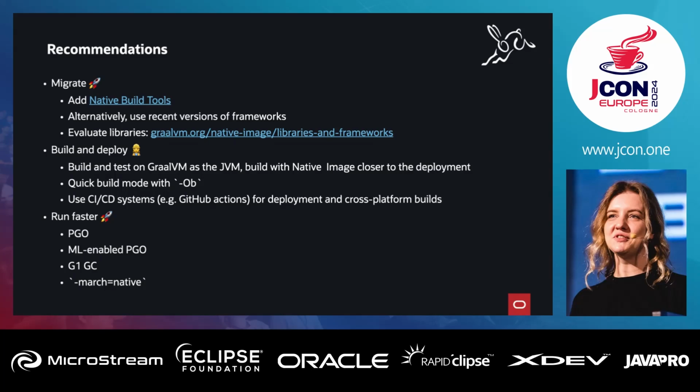Now, for deployment, keep building on the JVM and then compile to native image closer to deployment. You don't need to do it all the time. And I know that build times can be longer for bigger applications. So one thing that I can recommend there is this -Ob flag, and that is quick build mode. It will not be like 5 times faster, but it will be maybe 20% faster. And this is a development tool. Don't use it in production. But as you are still building your application, this is very helpful to have a faster build, so you have a faster response cycle from native image.